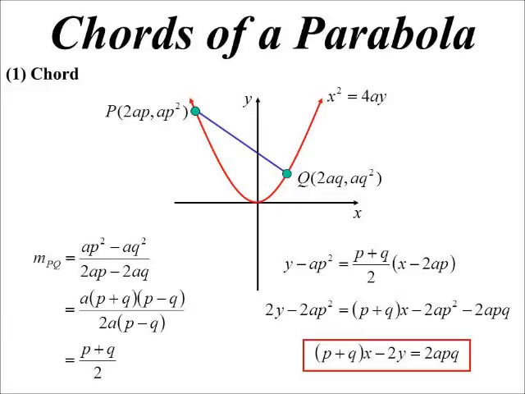And so there is an equation of the chord, written a little bit strangely, because normally we've drummed it into you that when you write the equation of a line, you should either write it as y equals mx plus b, or in general form. And now we contradict ourselves by saying, oh look, here's the equation of a line. We've got x and y on one side and the constant on the other. Okay, so (p plus q)x minus 2y is 2apq.